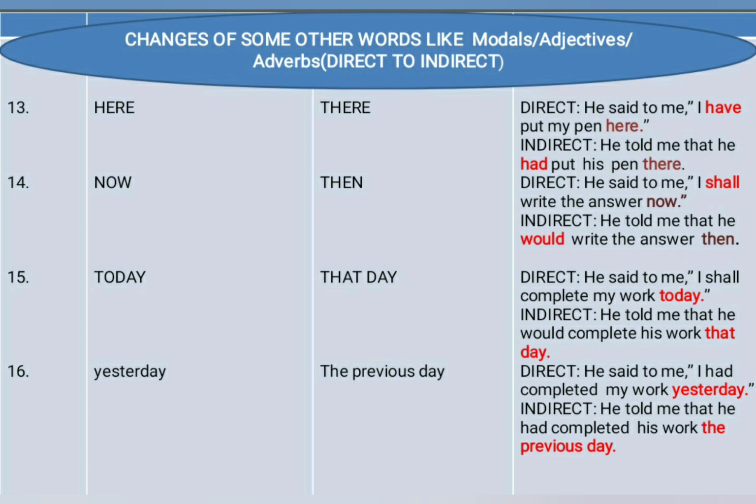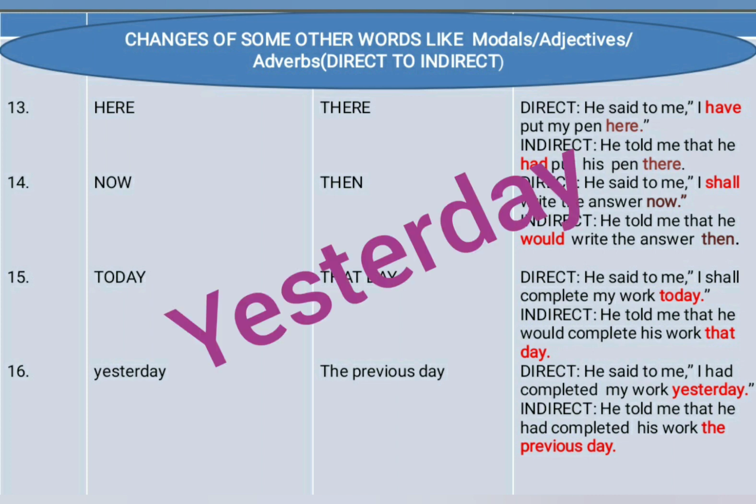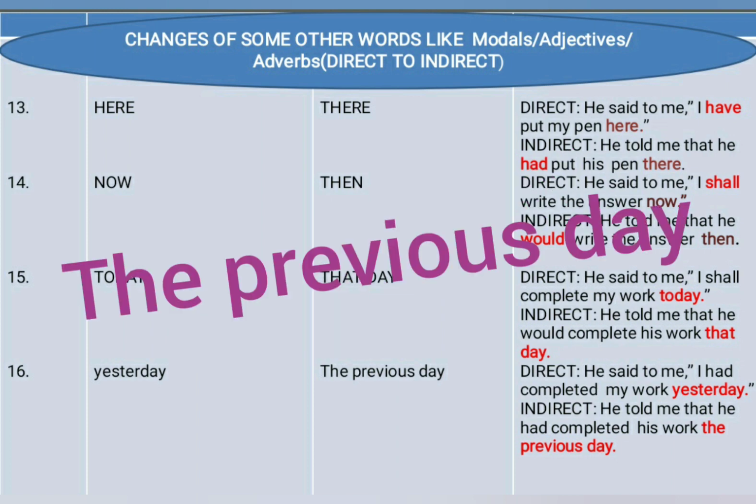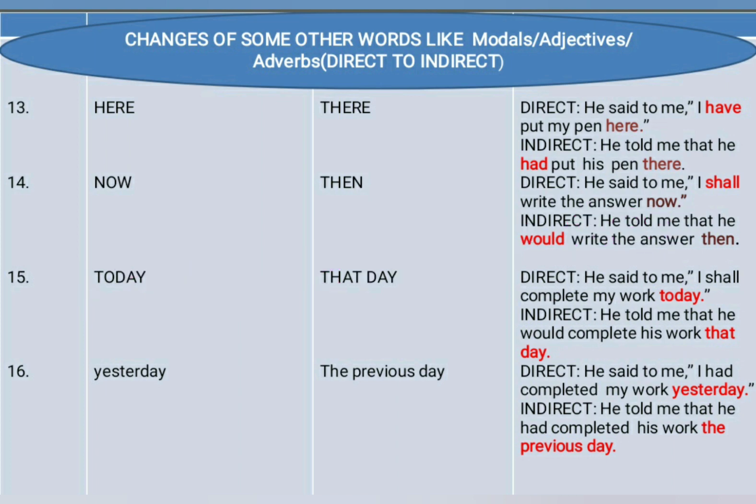16th point. If yesterday is written in direct speech, it becomes the previous day in indirect speech. Example, direct speech. He said to me, I had completed my work yesterday. Indirect speech, he told me that he had completed his work the previous day.